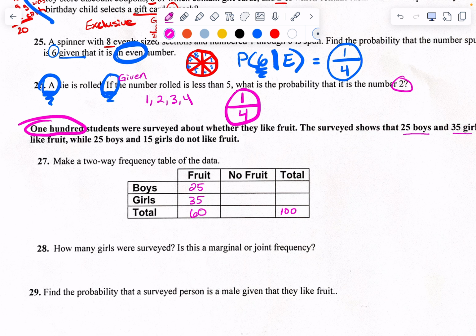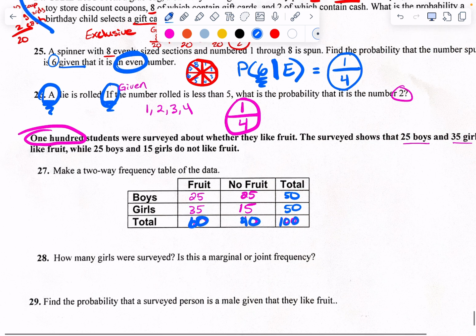How many students don't like fruit? 40? 40? 25 boys and 15 girls don't like fruit. How many boys were there total? 50. How many girls were there total? 50. Okay, I'm going to change these to blue.